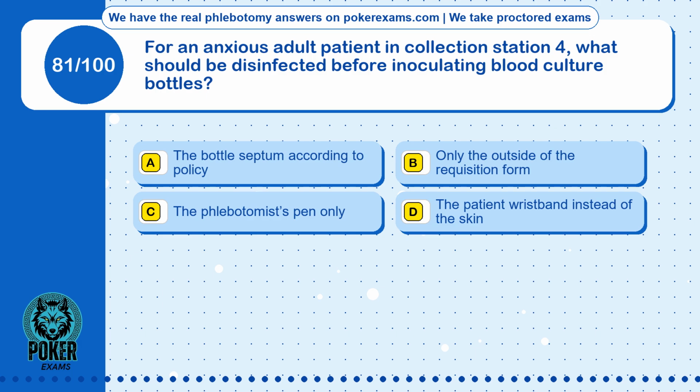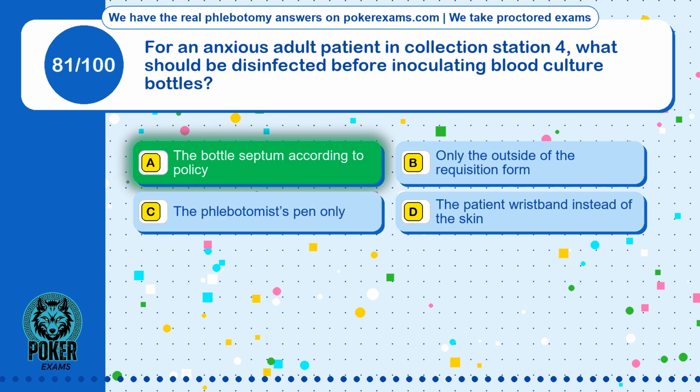Question 81. For an anxious adult patient in collection station 4, what should be disinfected before inoculating blood culture bottles? Option A. The bottle septum according to policy. Option B. Only the outside of the requisition form. Option C. The phlebotomist's pen only. Option D. The patient wristband instead of the skin.